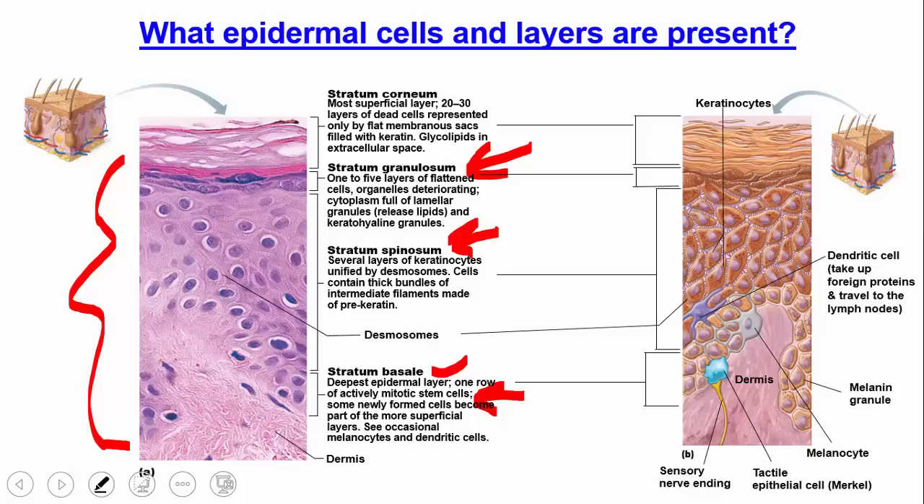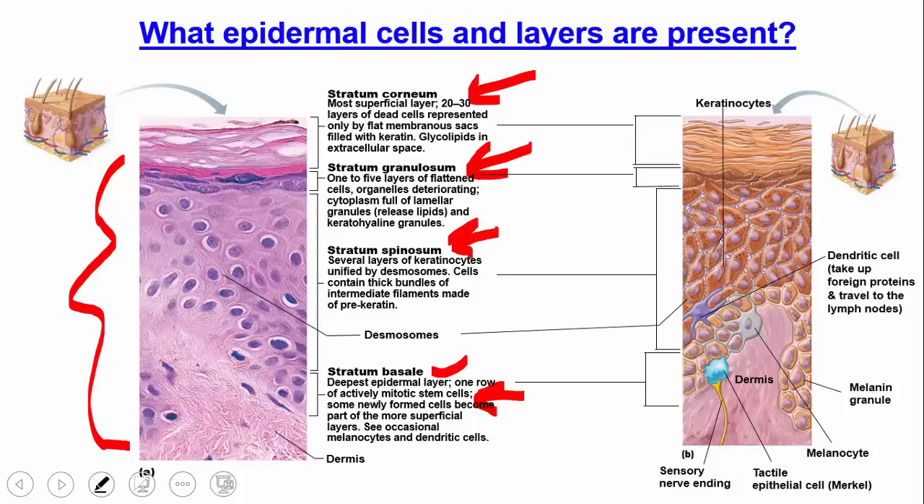Finally, the top layer here is the stratum corneum, and this is the most superficial layer and has many layers of dead cells that you can see. There's a lot of fatty deposits here as well, glycolipids. You'll see those in the extracellular space. And again, that helps with insulation a little bit, so that's a sort of neat phenomenon there.